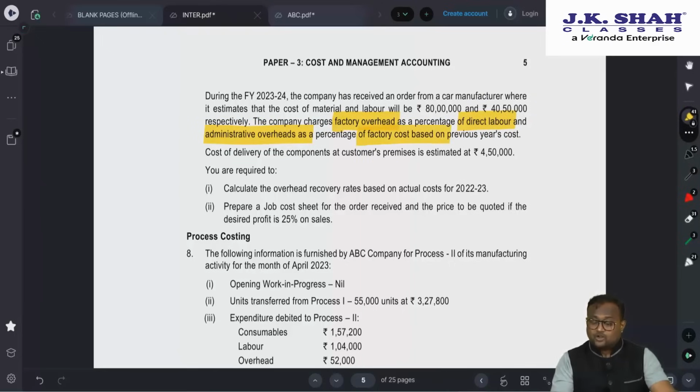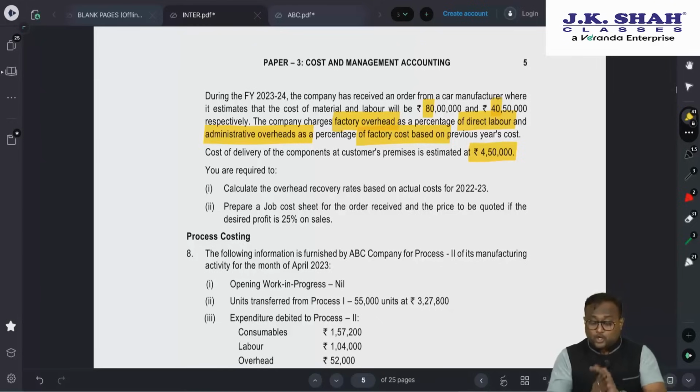Cost of delivery of components at customers' premises is estimated to be 4 lakh 50. That is an additional, I would say, selling and distribution cost incurred. Calculate overhead recovery rates based on actual cost, and then prepare a job cost sheet for the new order where material is 80 and labor is 40 lakh 50,000.